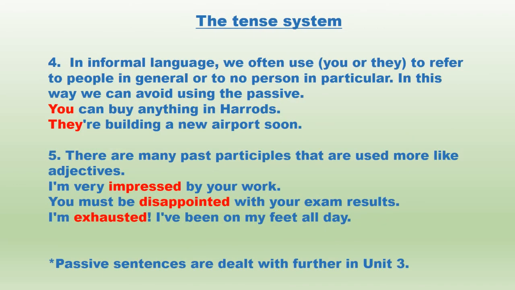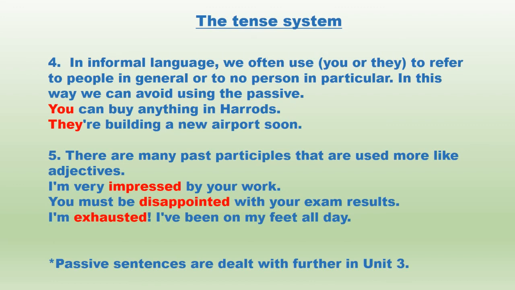Also, you or they can be used in informal language to refer to people in general or to no person in particular. In this way, we can avoid using the passive. For example, you can buy anything in Harrods, or they are building a new airport soon. So both of these sentences are informal language.